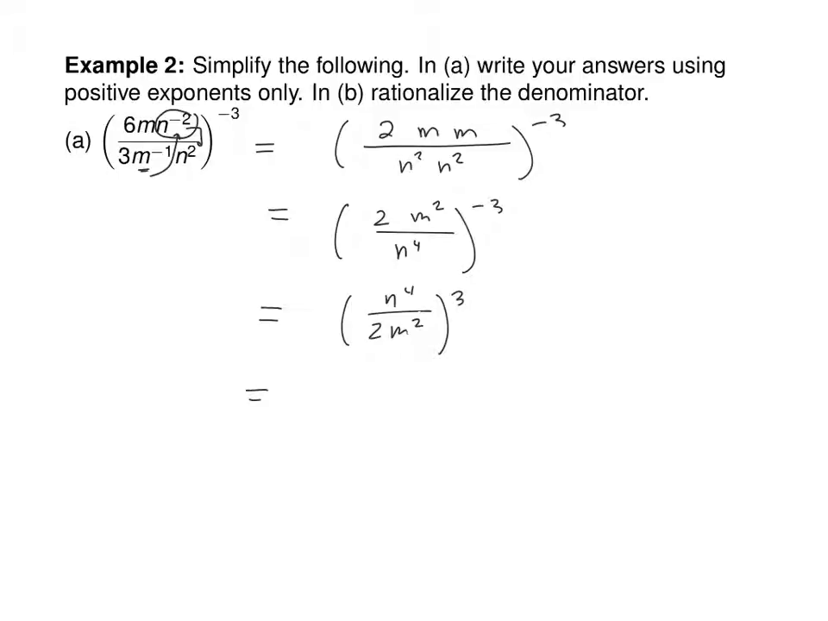And then what happens to the powers? They multiply, so that's n to the 12th over 8 or 6? 8. Why is it 8? It's actually 2 to the 3rd, right? Not 2 times 3. So 2 is a regular number. It's being exponentiated. And then m to the 6th. Do you remember that? Okay, hopefully.